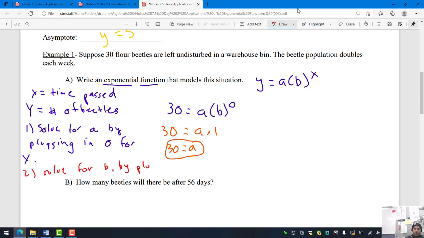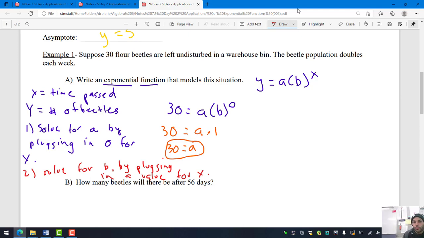By plugging in a value for X. Okay, so what do I mean by that? Let's read that first statement again and see what we know.